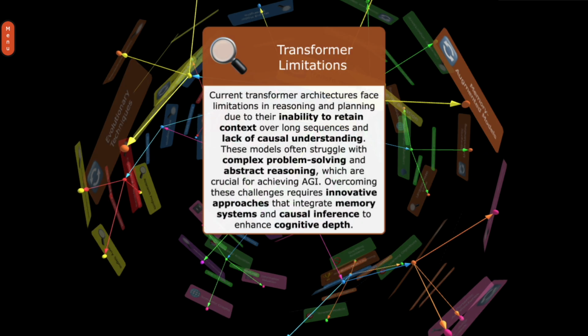Current transformer architectures face limitations in reasoning and planning due to their inability to retain context over long sequences and lack of causal understanding. These models often struggle with complex problem solving and abstract reasoning, which are crucial for achieving AGI. Overcoming these challenges requires innovative approaches that integrate memory systems and causal inference to enhance cognitive depth.